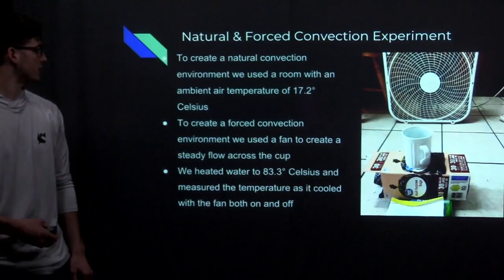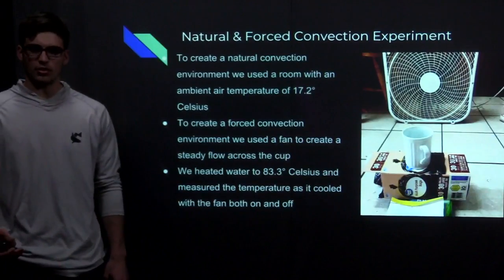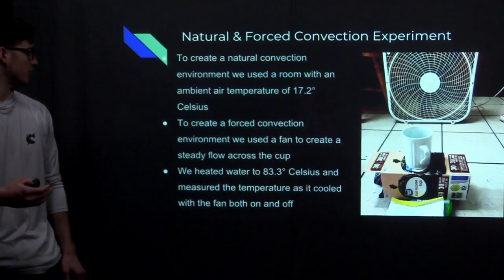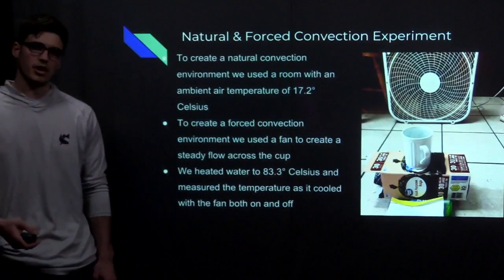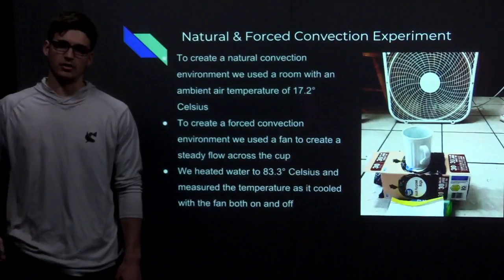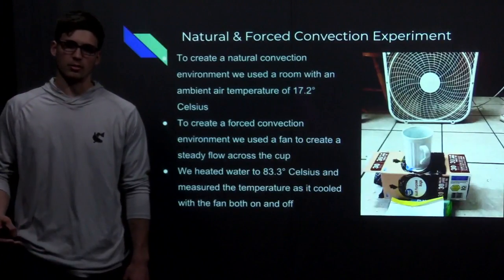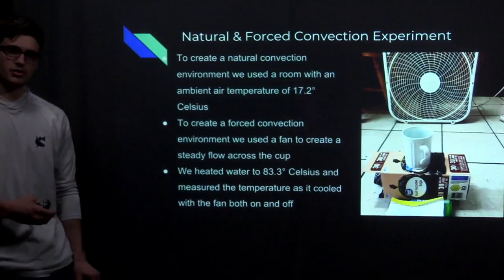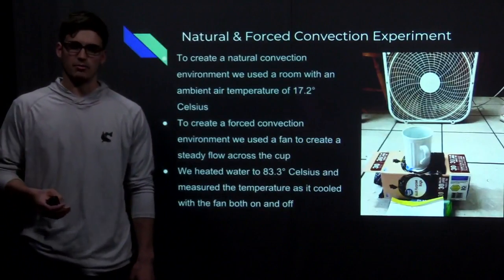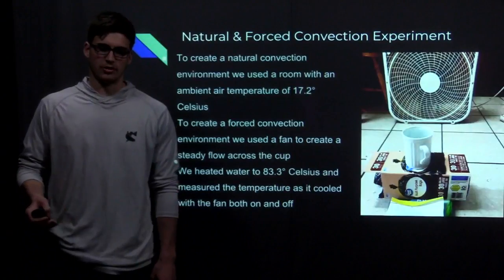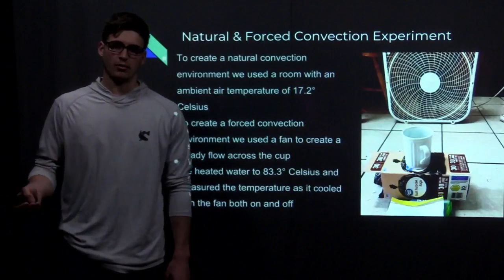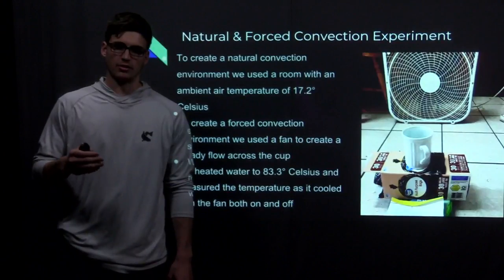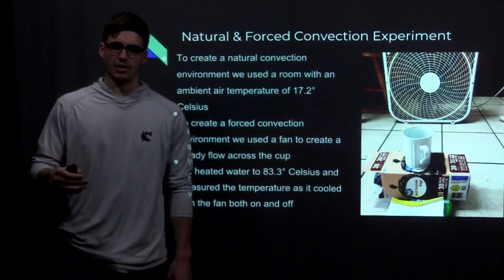To make a natural convection environment, we just used a still room with an ambient air temperature of 17 degrees. To create a forced convection environment, we used a fan to create a steady flow of air across our cup of coffee. We heated water to 83 degrees Celsius and placed it in a cup and measured it as it cooled. We did this in a still air environment and with the fan on and measured temperature as it cooled at 30 seconds, 1 minute, 1.5 minutes, and 2 minutes.